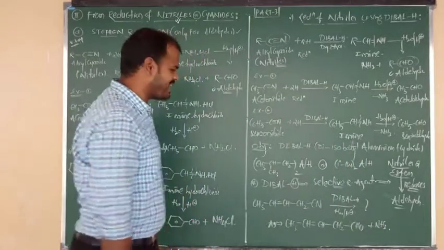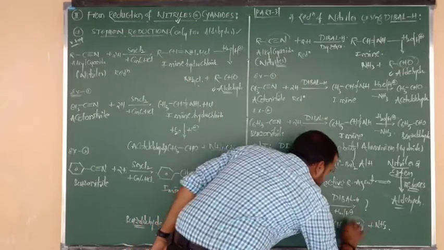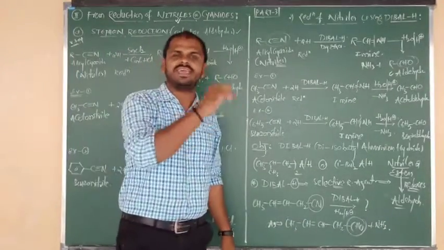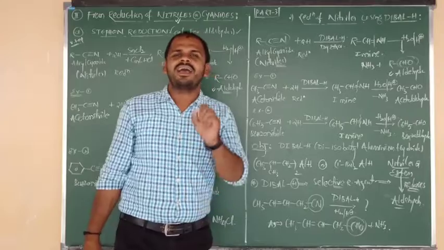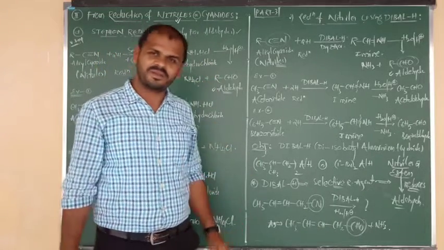I hope you understand. So just the CN group undergoes reduction by DIBAL-H and changes into aldehyde; double bonds cannot be affected. That's why here we are saying DIBAL-H is nothing but a selective reducing agent. I hope you understand perfectly. Okay, now, good.